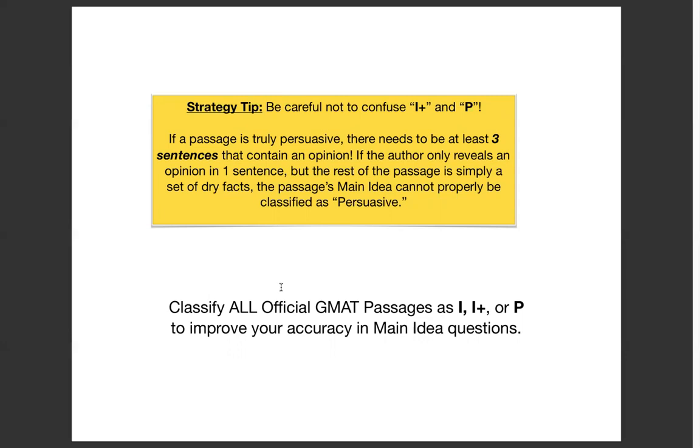A great way to practice this technique, even if you have already done all of the official guide passages, is to go back and assign either a symbol, I+ or P, to each of them. Look at the structure, and break them down into what category you feel they would fit.